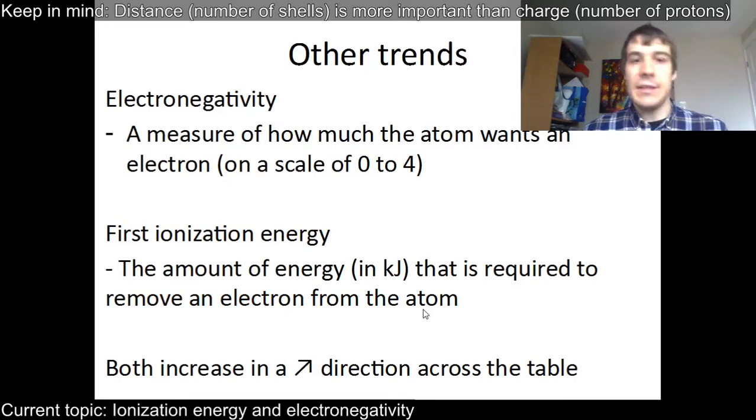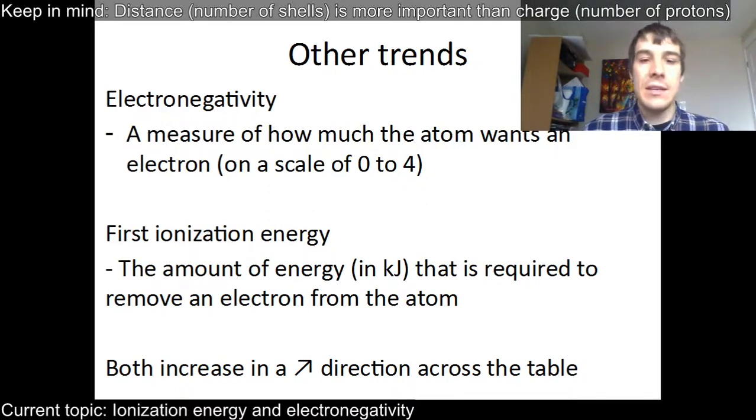So these trends, there's electronegativity and there's first ionization energy. Now electronegativity, this guy here, probably the most important trend, but it's very related to first ionization energy, so we're going to talk about both. Electronegativity is a measure of how much the atom wants an electron on a scale of 0 to 4. Basically, it's pull for an electron, right? These things don't want. They're just dumb. They have just protons and electrons and neutrons. They attract electrons to themselves.